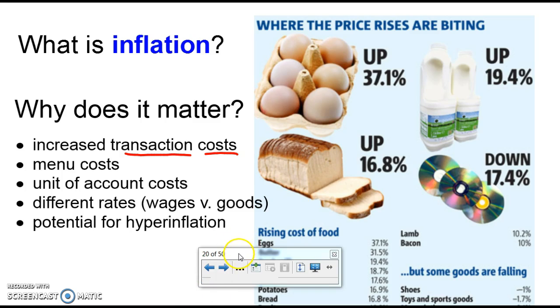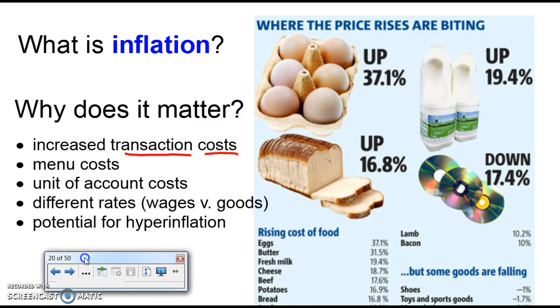So why do we care about inflation? Well, for one thing, inflation adds to what we call transaction costs. In other words, it makes it a little bit more challenging for people to buy and sell things because they can't necessarily predict what the price is going to be, and they might need more money, for example, than they have on hand. Menu costs are also an issue.